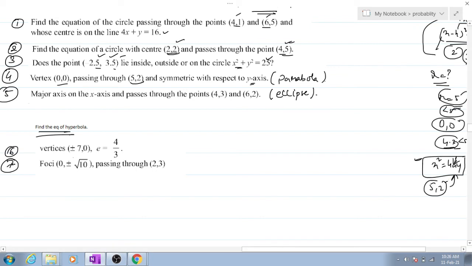Clear? Now question number 5, major axis on x-axis. This is a question for ellipse, so this is our standard equation, x square by a square plus y square by b square is equal to 1 if the major axis lies on the x-axis. These 2 points need to be substituted in place of x and y. You will be getting 2 different equations, and then you'll have to solve for a square and then b square.